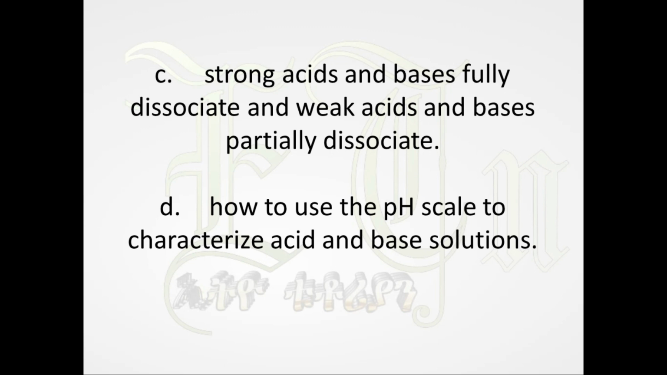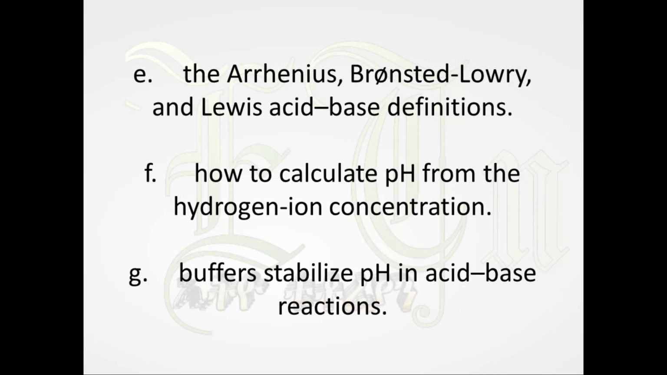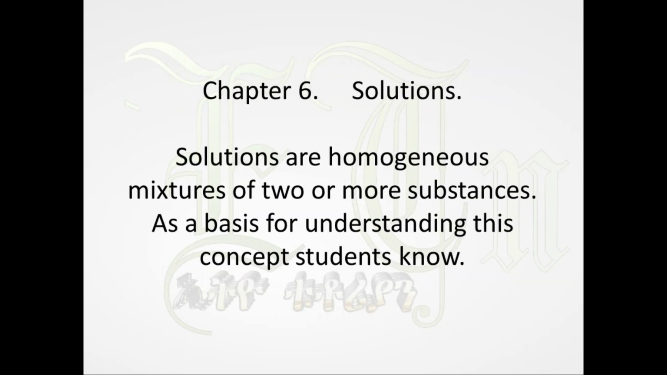D. How to use the pH scale to characterize acid and base solutions. E. The Arrhenius, Bronsted-Lowry, and Lewis acid-base definitions. F. How to calculate pH from the hydrogen ion concentration. G. Buffers stabilize pH in acid-base reactions. Chapter 6. Solutions. Solutions are homogeneous mixtures of two or more substances.